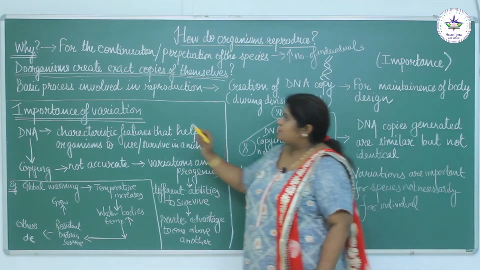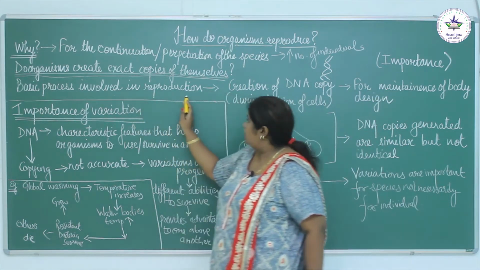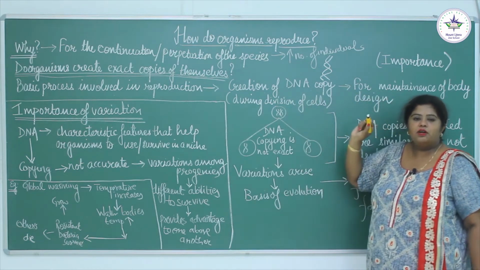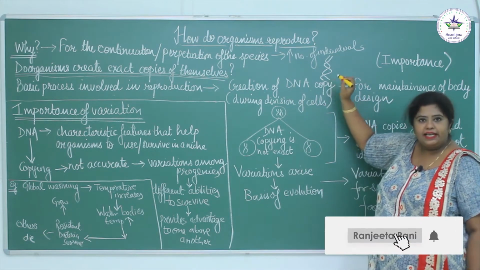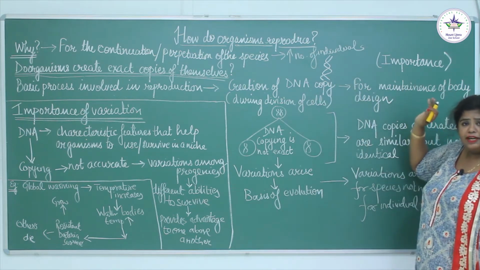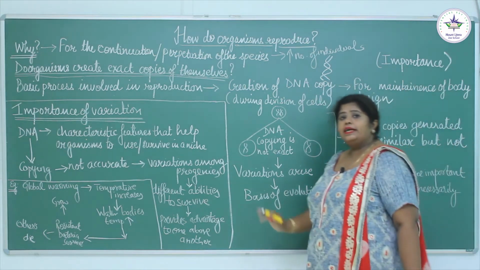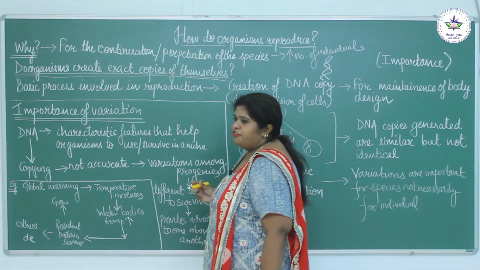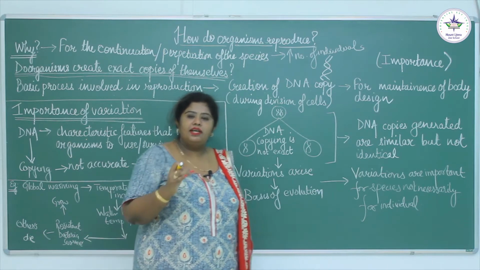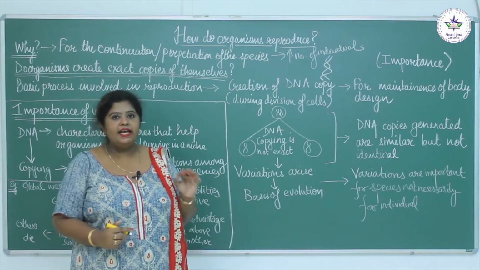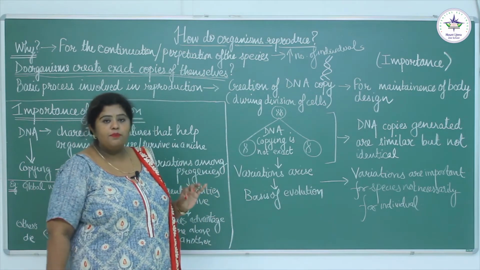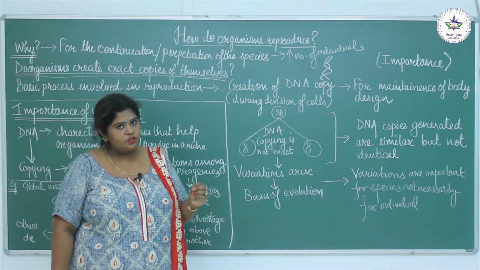So the basic process involved in reproduction is the creation of a DNA copy. We know every organism has its own DNA which is responsible for producing a particular characteristic. For example, if my hair is black, my eyes are black, I have a particular hair texture, it is because of the DNA I am carrying. So DNA is responsible for providing particular characteristics to an individual.